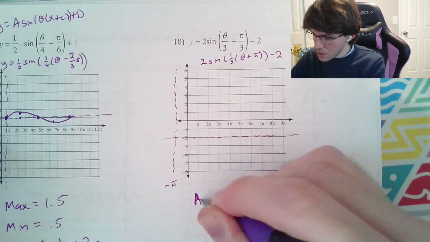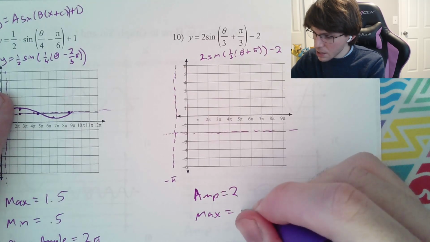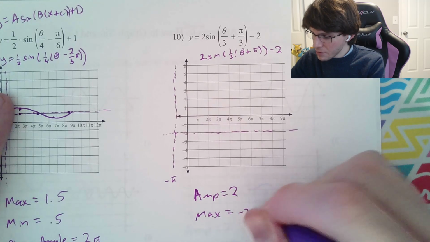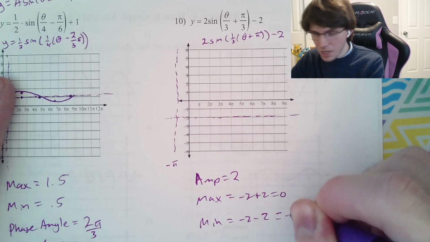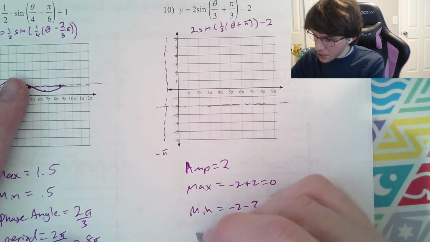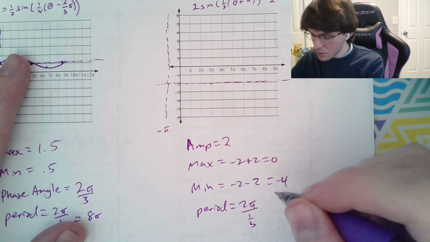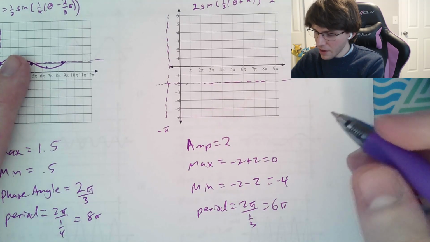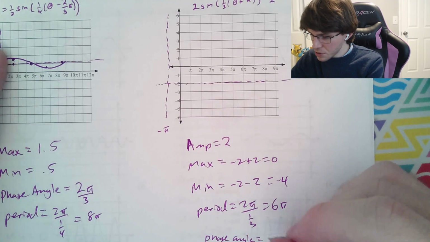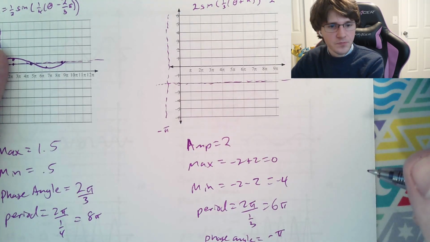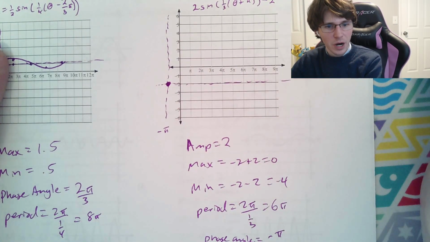Our amplitude here is 2. Our maximum is going to be negative 2 plus 2, or 0. Our minimum is going to be negative 2 minus 2, which is negative 4. Our period is going to be 2 pi over a third, which is 6 pi. And then we have that phase angle again. The phase angle is going to be equal to negative pi. So we're starting here off at the 0 marker.